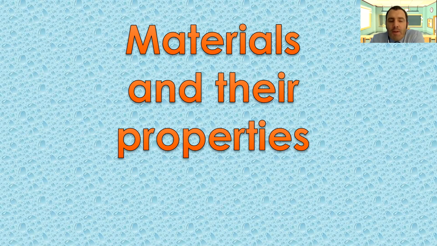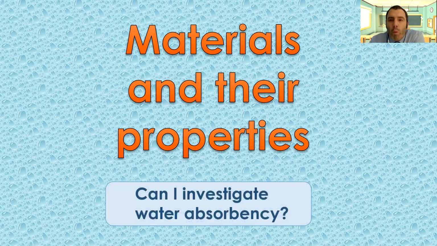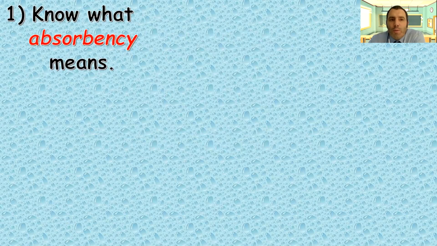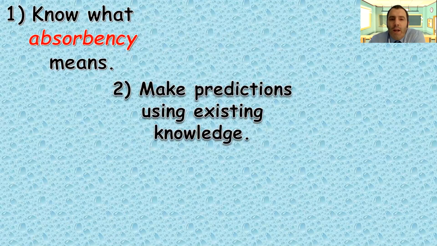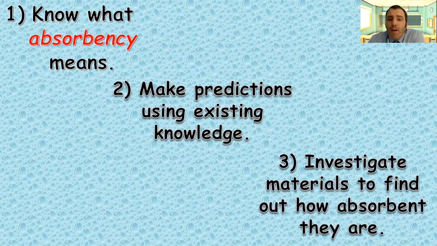We're going to carry on looking at materials and their properties, and today we're going to look at a particular property of water: absorbency. Now, our last lesson, we didn't want that to happen. This lesson, we are going to think about it. So we need to know what absorbency means. We need to be able to make predictions using our existing knowledge. So we need to think about what we've already done, what experiments we've done where we've found things that water would be absorbed by or what would be water resistant. We're going to investigate materials to find out how absorbent they are.